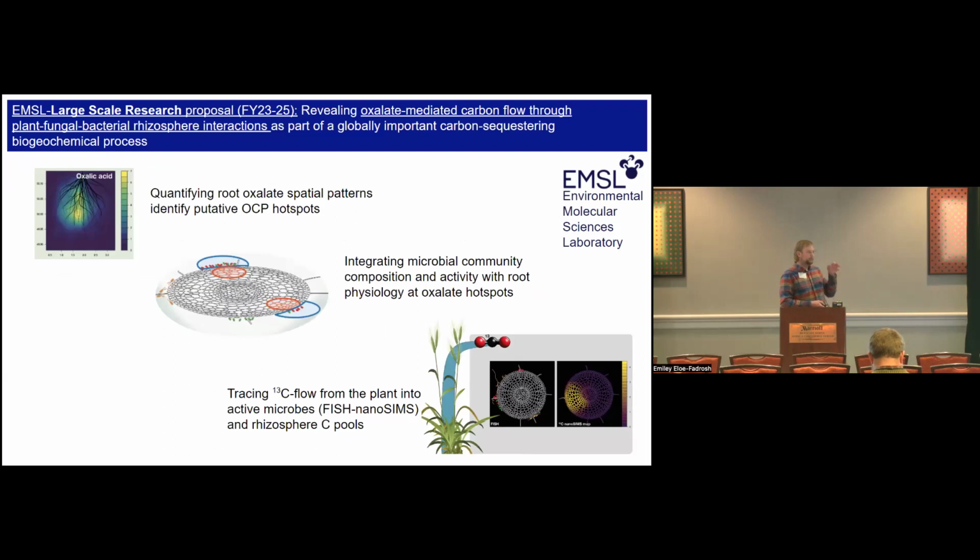In a second proposal that was funded or supported by EMSL as a large-scale research proposal, we wanted to take this a step further and investigate this in a model plant, Brachypodium, trying to understand the spatial patterns of oxalate as it's being excreted across roots, and then try to correlate the spatial localization of microbial populations with plant physiology, trying to understand if there is an association with potential oxalate hotspots and the microbial communities that are associated there. And then to finally funnel this up with some isotope labeling experiments to quantify carbon flow into these pools.